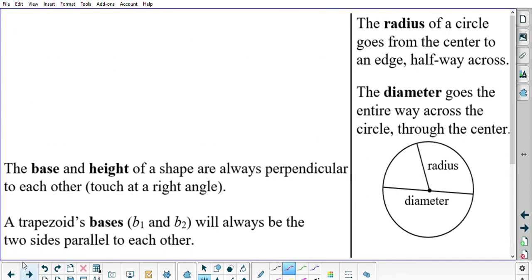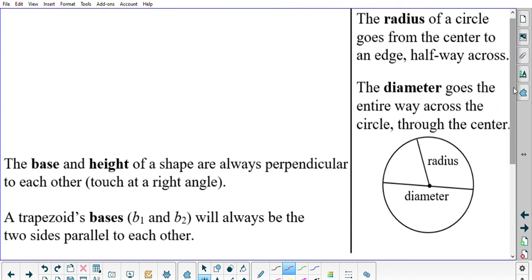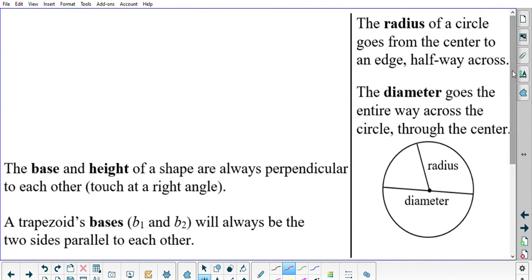Now, a couple other reminders. Radius and diameter of a circle. The radius of a circle goes from the center to an edge, only halfway across. It is that line segment. The diameter is the line segment that goes the whole way across the circle through the center.